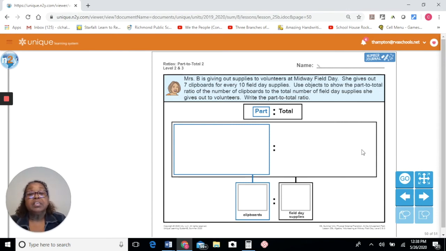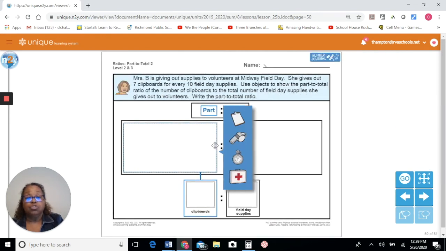Mrs. B is giving out supplies to volunteers at Midway Field Day. She gives out 7 clipboards to every 10 field day supplies. We're going to use objects to show the part to total ratio of the number of clipboards to the total number of field day supplies she gives out to volunteers. And then we're going to write the ratio. So she gives out 7 clipboards to the 10 field day supplies. So we have to show the 7 clipboards.